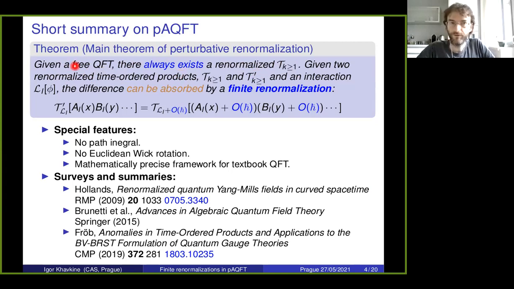So if you can construct a free quantum field that satisfies our requirements, then you can always build these renormalized time ordered products. And that means you can build interacting fields. Moreover, if you can define these renormalized time ordered products in two different ways that still satisfy all the list of requirements that we gave, then the difference between them can actually be absorbed by so-called finite renormalizations. And this is me finally getting to one of the subjects of the talk.